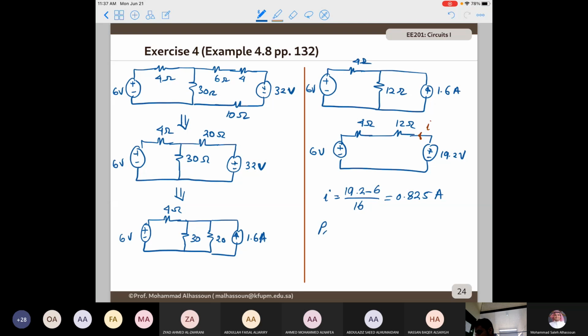So the power of the 6-volt source is going to be 0.825 multiplied by 6, which is 4.95 watts. And this source is absorbing power. So the 6-volt source is absorbing power, it is not generating power. Any question?